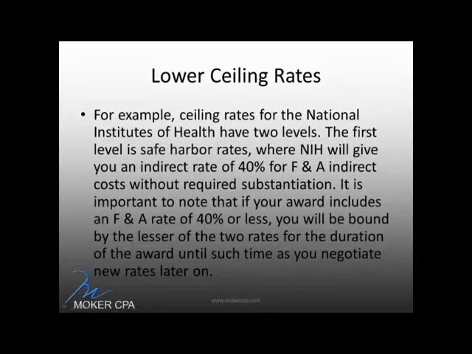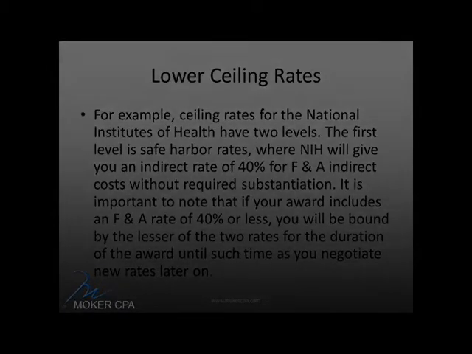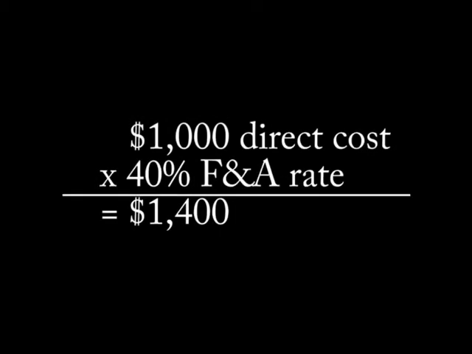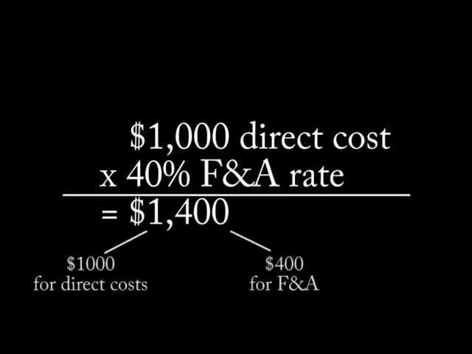Once you know your direct costs and your ceiling rate, you can then determine what to bill the government. For example, if you spend $1,000 on direct costs with an FNA rate of 40%, you would bill the government $1,400. $1,000 of that will be to cover the direct costs and $400 to cover any indirect FNA costs.